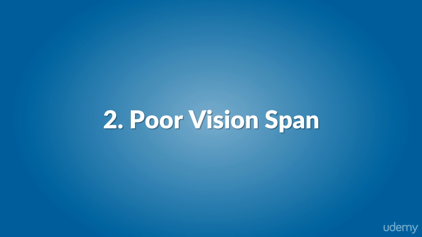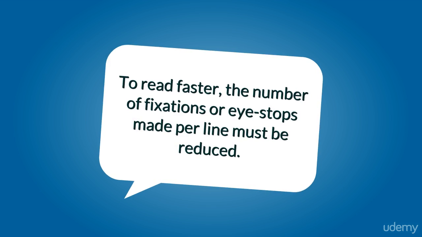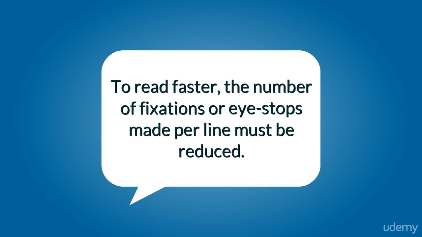The second bad habit: poor vision span. An effective reader takes a pause at every word. During this pause, she or he sees and reads the word being looked at. This pause is called fixation. To read faster, the number of fixations, or eye stops made per line, must be reduced. Now, let's say that you read one word per fixation. With proper training, your vision span has increased and now you start seeing 2 words per fixation. It means that now you have doubled your reading speed.